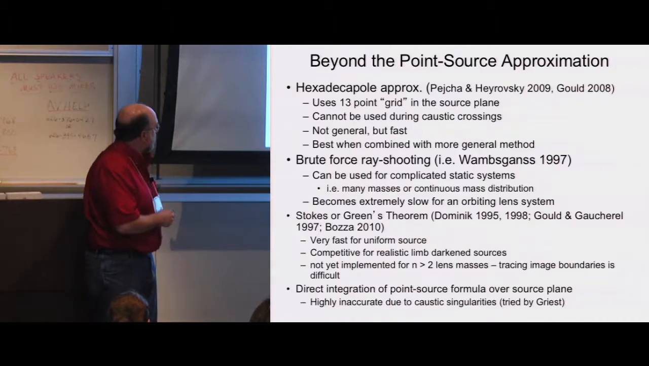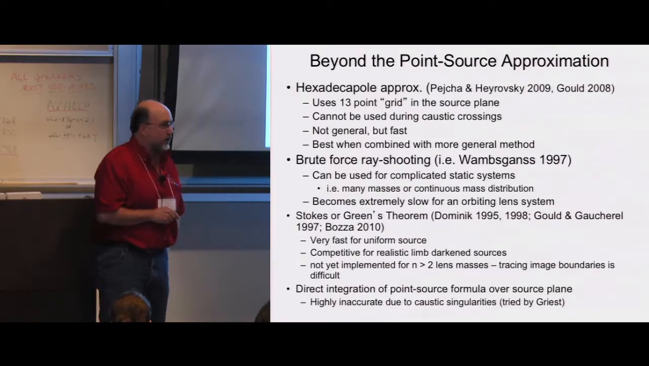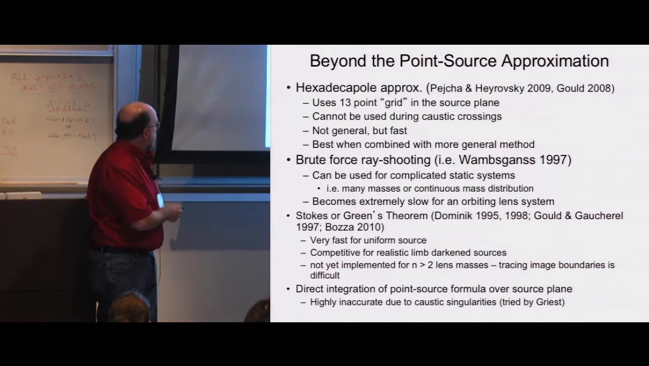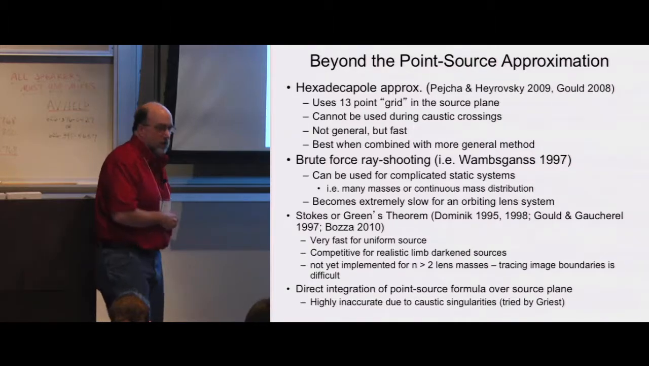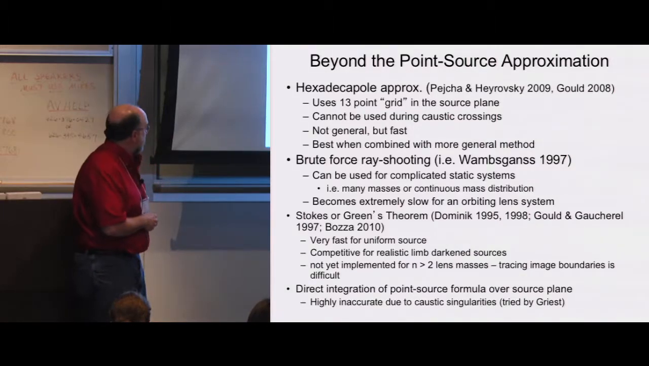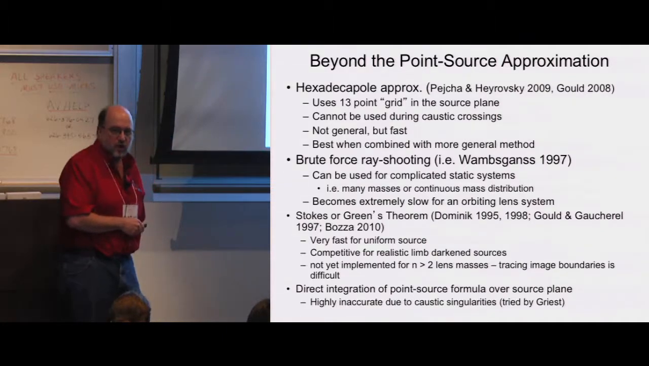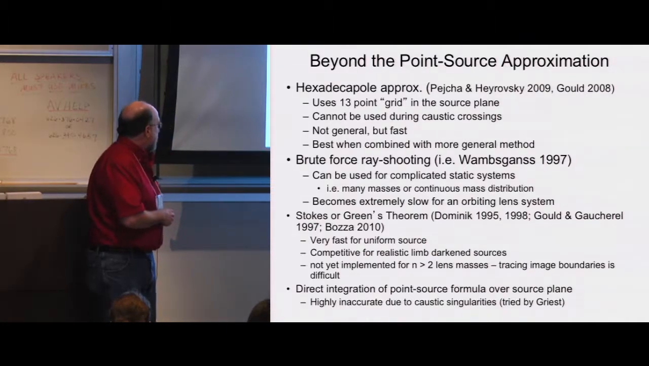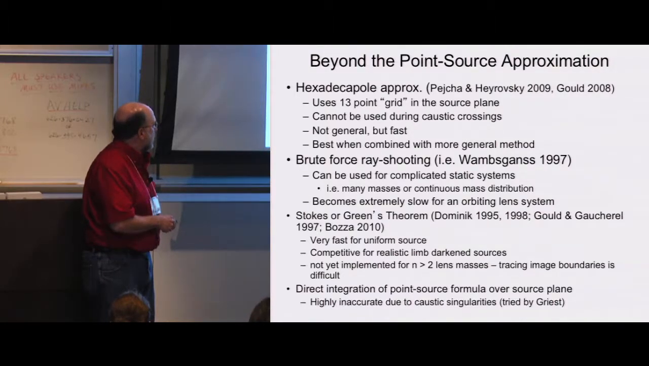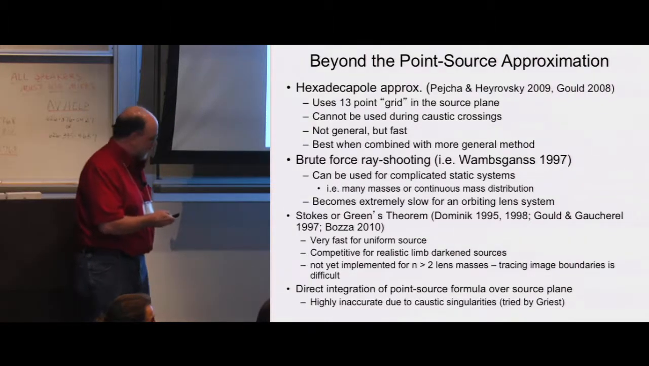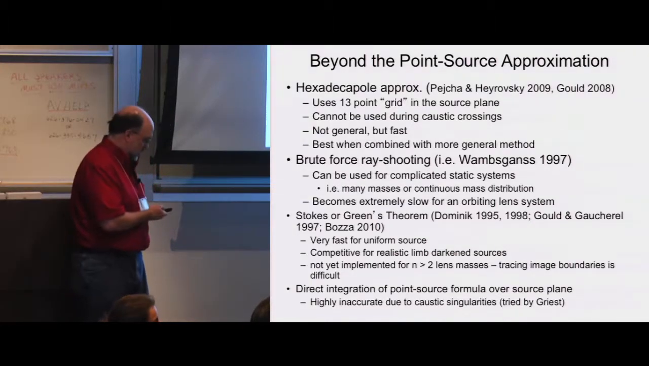There's a brute force ray shooting, which has the advantage that you can use it for very complicated systems, but it can be very slow. There's a Stokes or Green's theorem approach. Dominik, Gould and Gaucherel, and Valerio has the most advanced implementation of this. He's going to talk about this. This is particularly fast for uniform sources, and probably competitive for realistic limb darkening. It's a little more tricky to implement it for more than 2 lens masses, and I don't think they have a working version yet, although Valerio is optimistic.